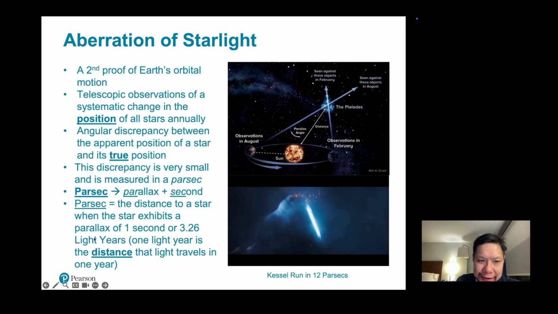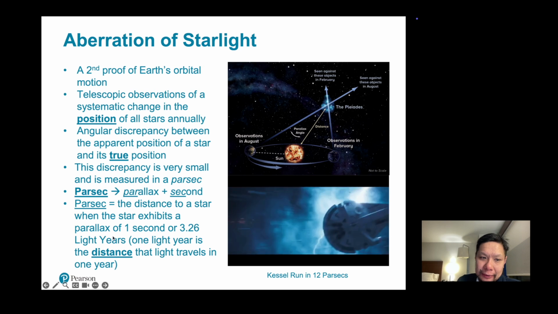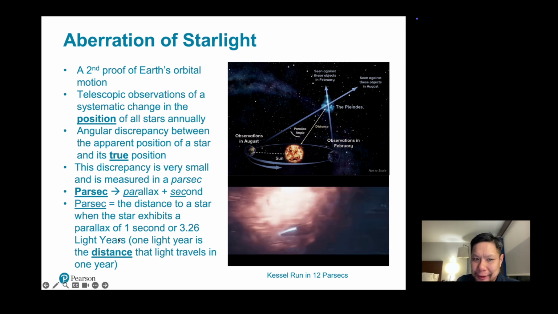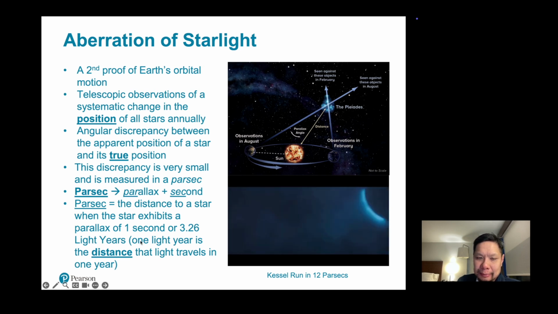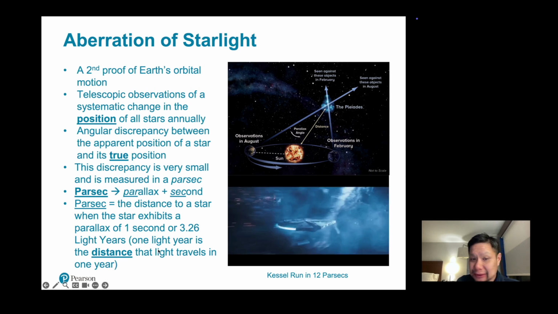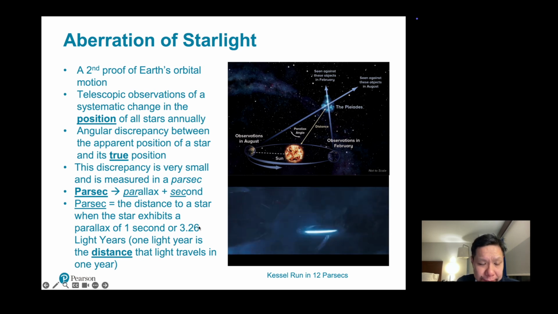A parsec is actually equal to about 3.26 light years. And again, people hear the word year and they think it's a time thing, but it's a distance thing, right? So a light year is the distance that light will travel in 1 year. And light will travel a really long distance in 1 year, by the way, if you didn't know. So light is very, very fast, right?